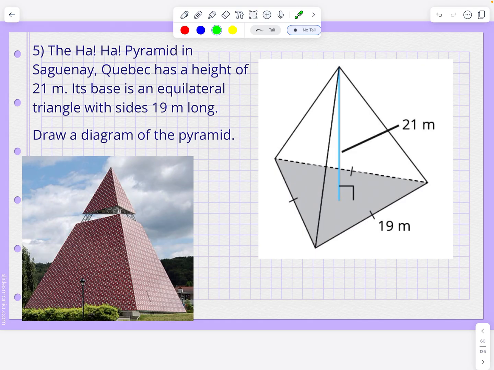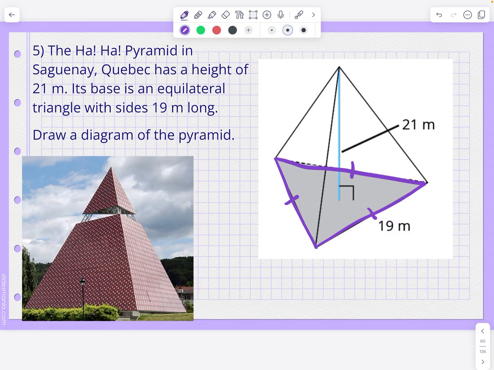The first thing you would have done in class is drawn a diagram of this. Because you can see the picture there, it looks easy, but to draw this, it says the base is an equilateral triangle. So that's the first thing I would draw. I would draw the base and then put these lines in to say that it's an equilateral triangle of 19 meters.